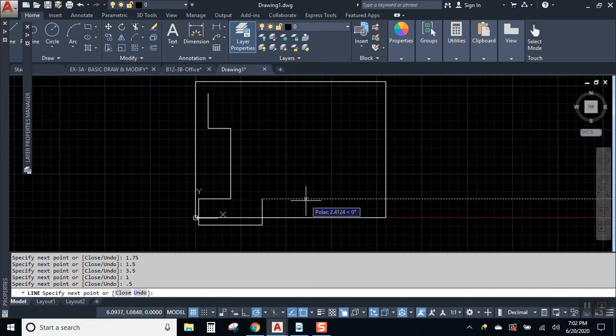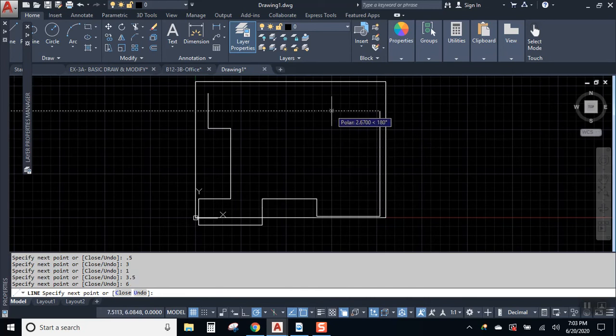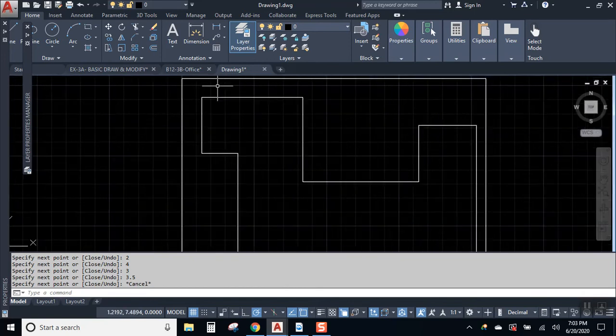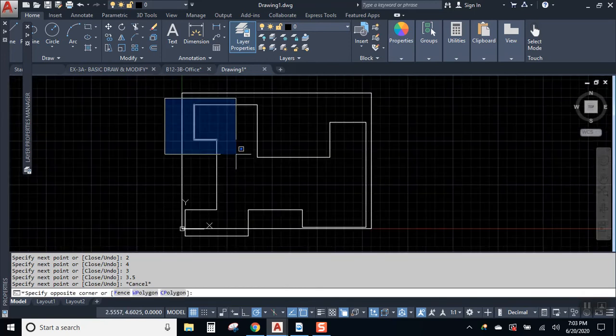1.5 there, and 3 inches there, and 1 inch there, and I'm using direct distance entry to draw the outline, of course. 3.5 that way, 6 inches straight up, 2 inches over, and 2 inches down, and 4 inches over, and 3 inches up, and then back to the beginning, 3.5. And hey, if you land on your start point, I guess you must have done something right.